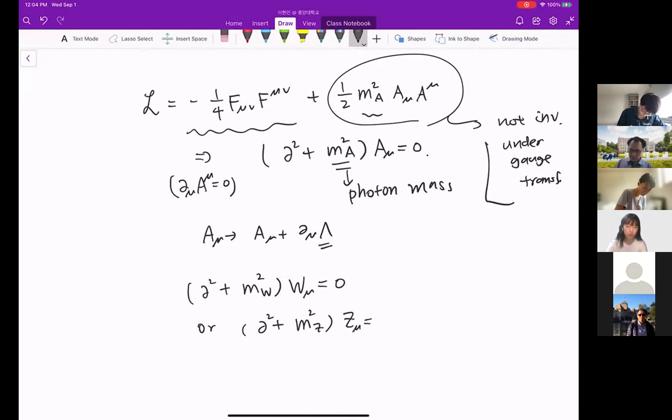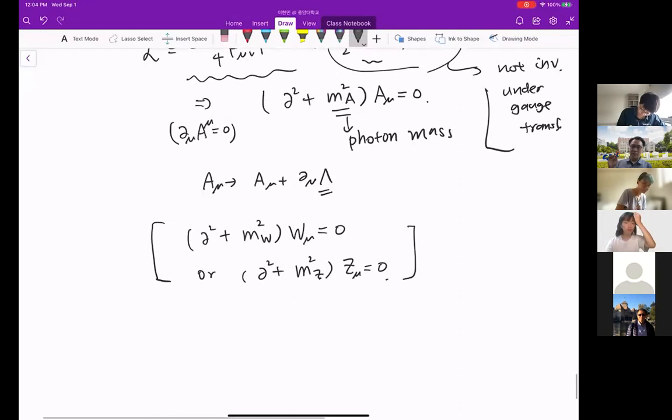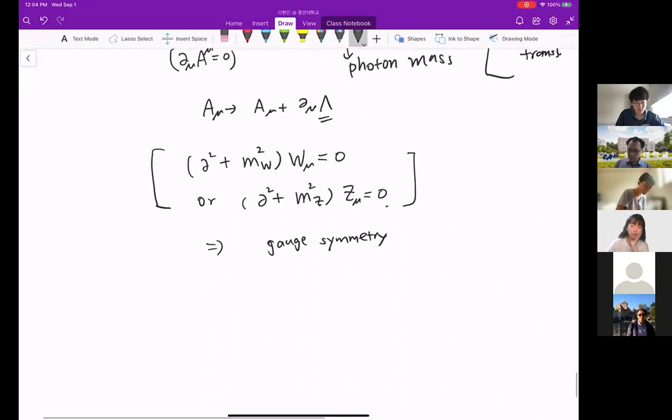There are a lot of problems. So first, gauge symmetry is broken, and unitarity is also broken, the probability. So if you write in this way, maybe you can describe, in this case, there is no Higgs mechanism. So just by introducing mass, the gauge symmetry is broken. But also unitarity is broken.